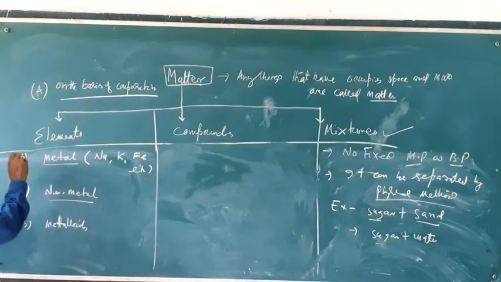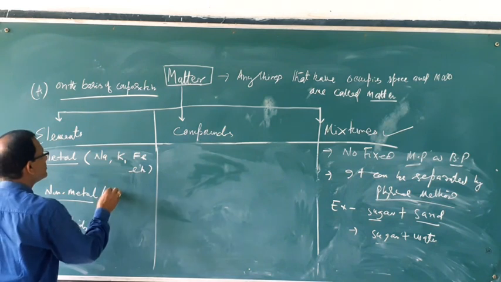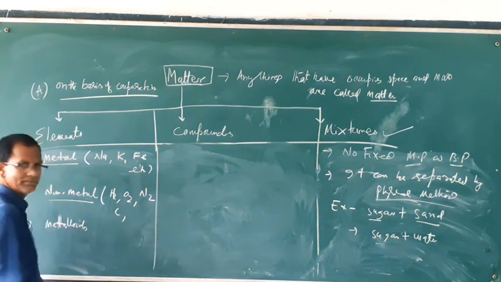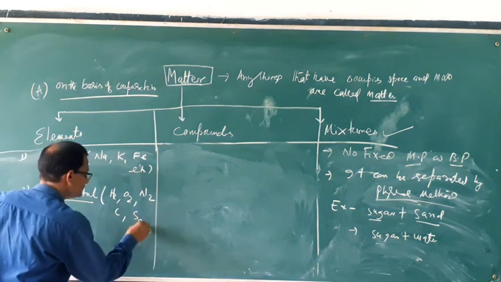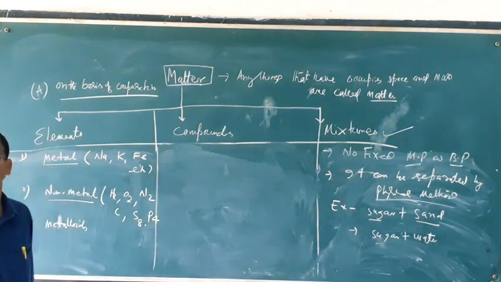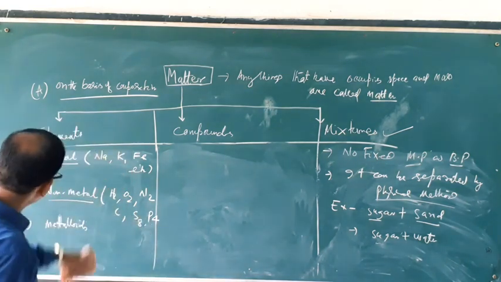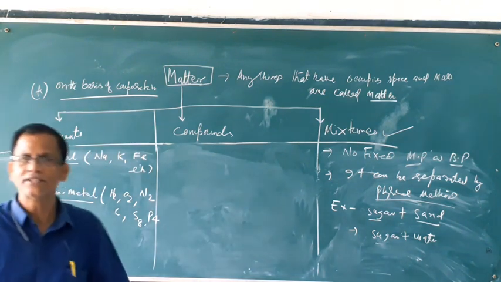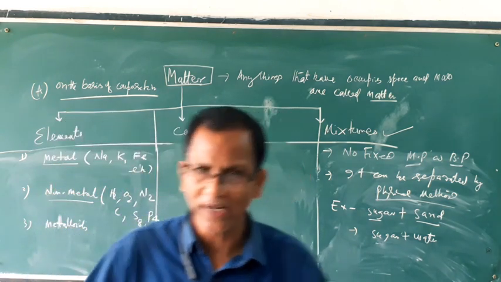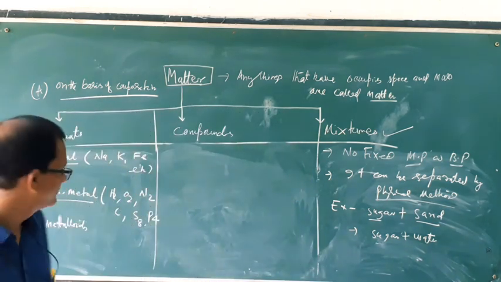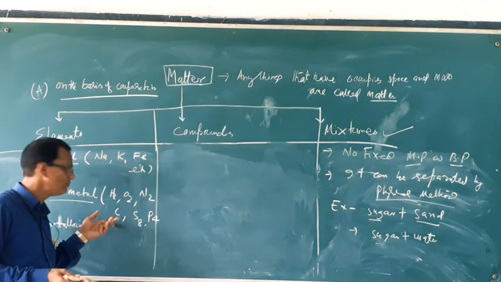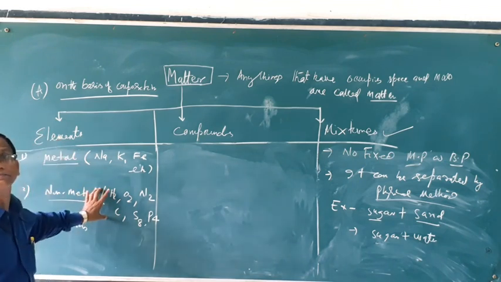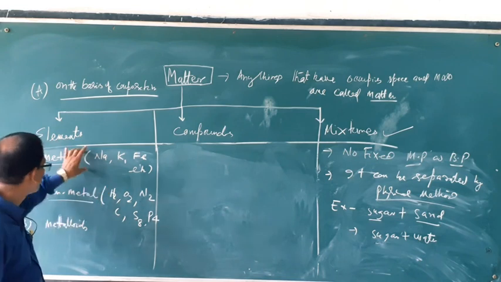Non-metals are just the opposite. Examples: hydrogen, oxygen, nitrogen, carbon, sulfur, phosphorus, so many. These are non-metals. These are elements. Both are elements, but their properties are opposite. They do not conduct electricity. They have a low melting point. Some exceptional behavior is there. You have already read this in class 10th also. So, the difference is, one is a good conductor, the other is a bad conductor. The properties are opposite.